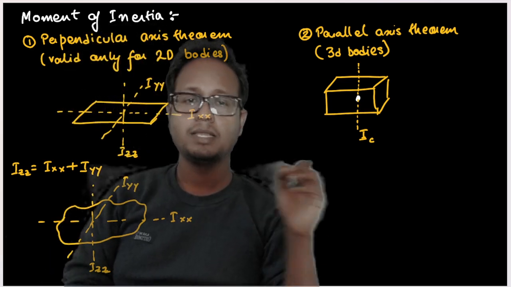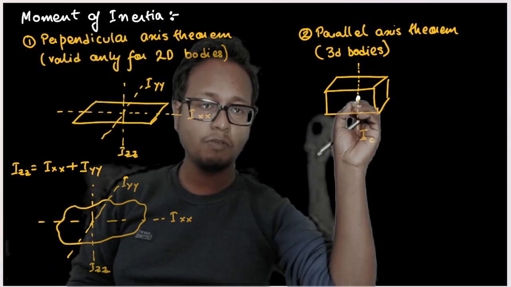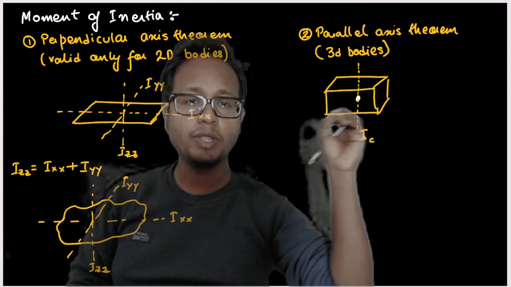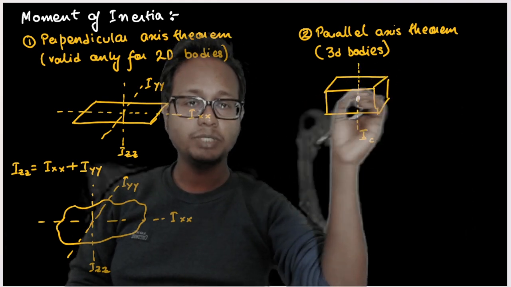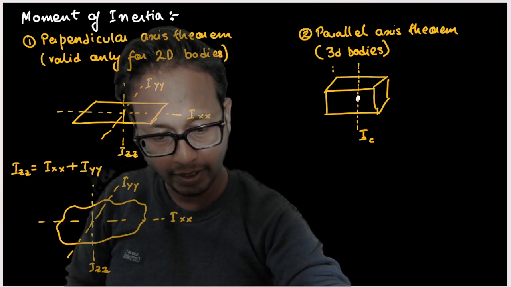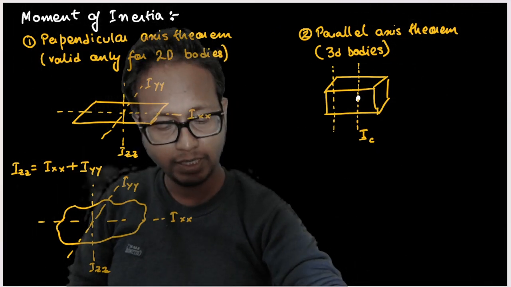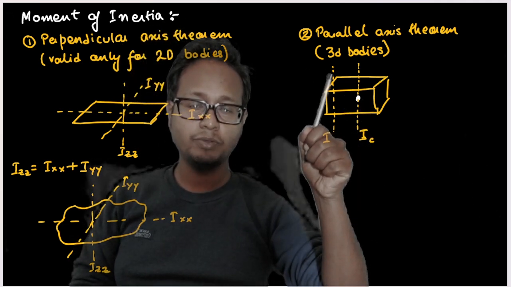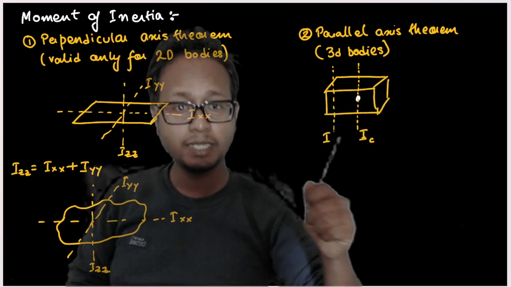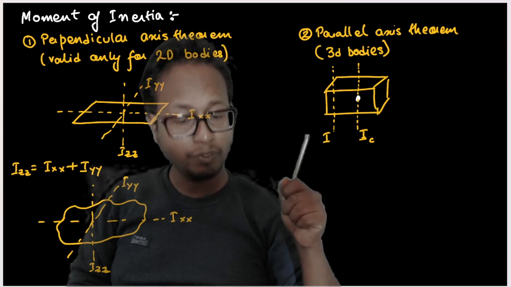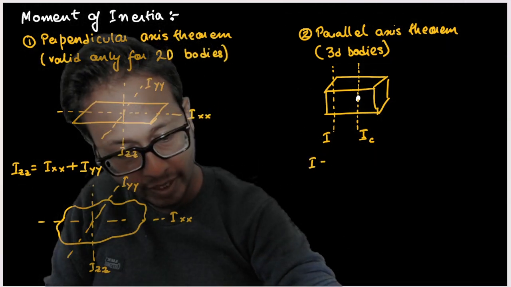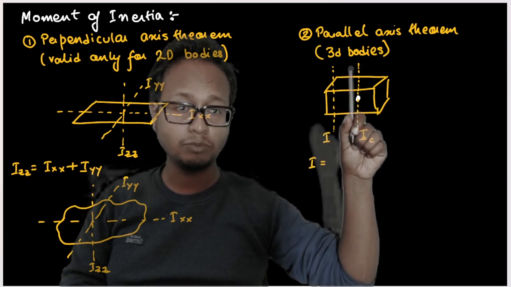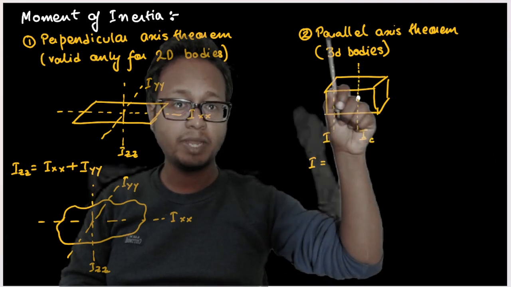Now, if you know the value of the moment of inertia about an axis passing through the center, you can find the moment of inertia about any axis parallel to this one. That means if I want a new axis out here, I have to find the moment of inertia of the entire body about this new axis. What the parallel axis theorem says is that the new axis must be parallel to the axis passing through the center of mass. Understood? That is why it is called the parallel axis theorem.